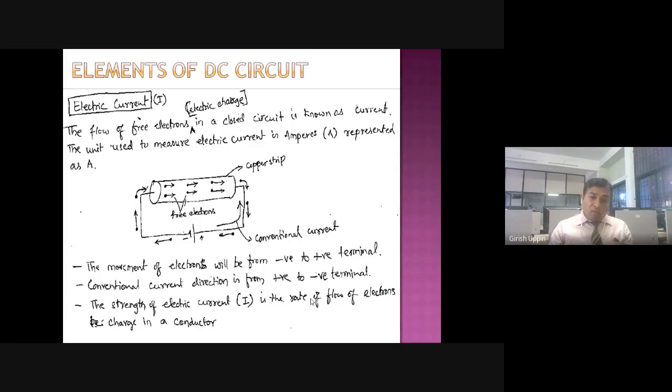Similar to that, if more electrons are passing per unit time, then we say the electric current is more. For example, we say the current is 5 amperes, 10 amperes, 50 amperes. When you say current is 50 amperes, the amount of electrons flowing per unit time is much higher. So that is how we represent it. Strength of electric current is nothing but the rate of flow of the electrons or the charges in a conductor.